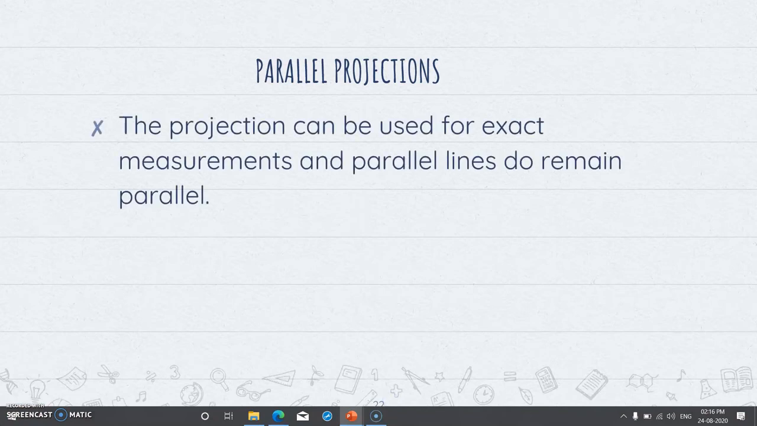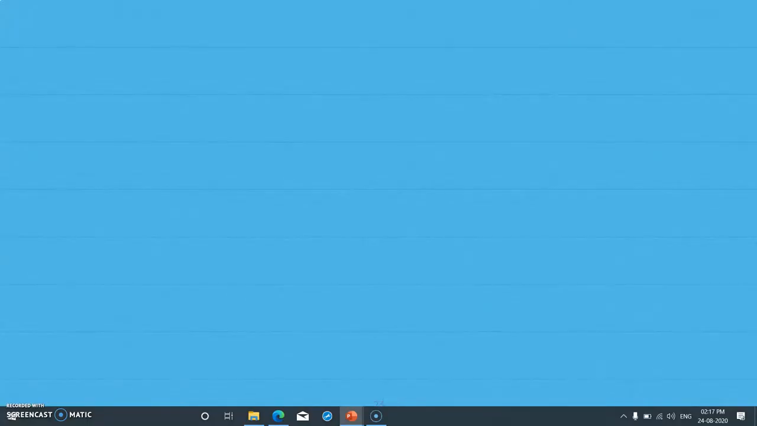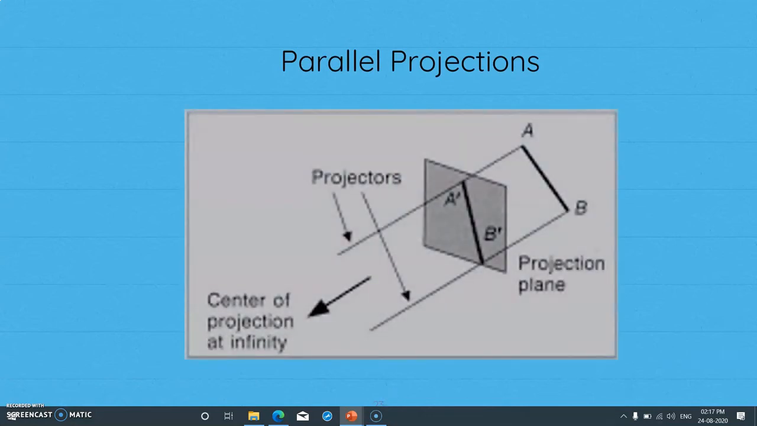They are less realistic since perspective foreshortening is lacking here. The projection can be used for exact measurements and parallel lines do remain parallel. But angles are preserved only on the faces of the object parallel to the projection plane. Here is how the figure looks in parallel projection. See, the projection lines are parallel and we have the center of projection at infinity. There are no vanishing points there.